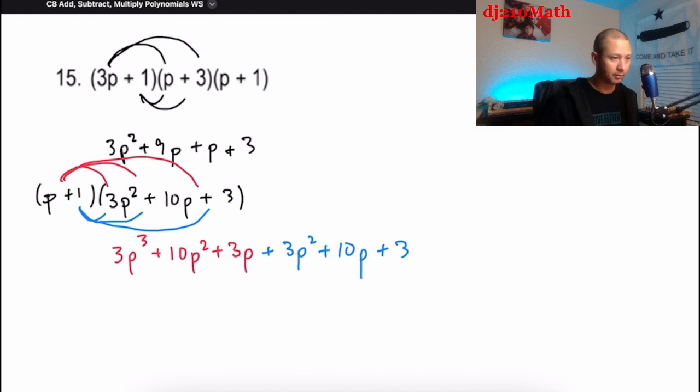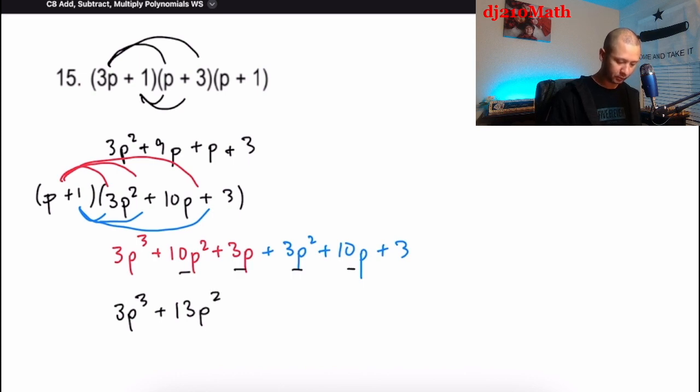Combining all like terms, there's only one 3p cubed, 2p squared, so this is going to be plus 13p squared, 2 single p's, so plus 13p and then plus 3.